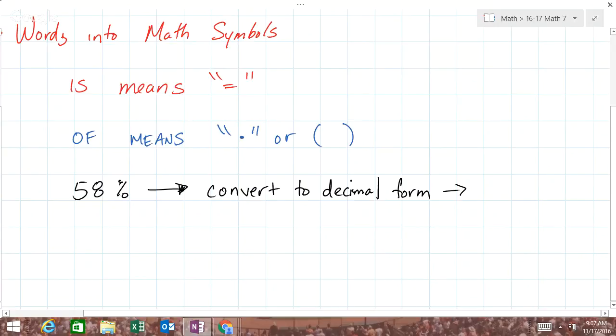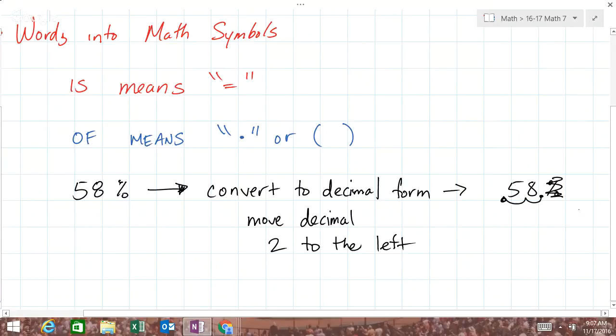And that means we're going to move the decimal 2 to the left. So that means we're going to drop the percent sign, replace it with the decimal, and we're going to move it over twice to the left. So 58% is actually 58 hundredths. So you've got to remember to do something here if you're going to use this form. Does that make sense? Whereas in the percent proportion, we didn't have to. Okay?